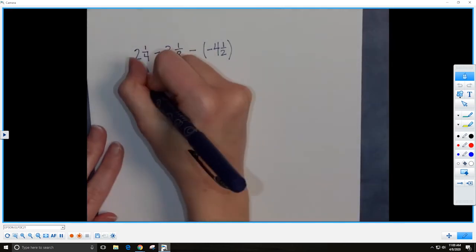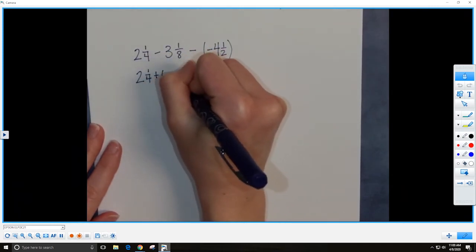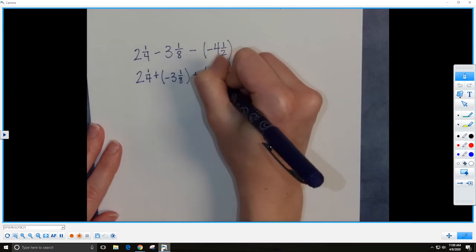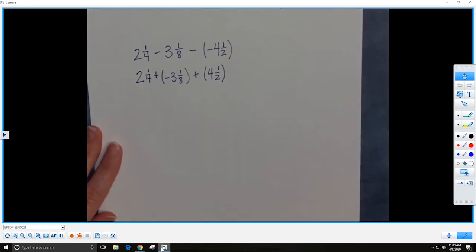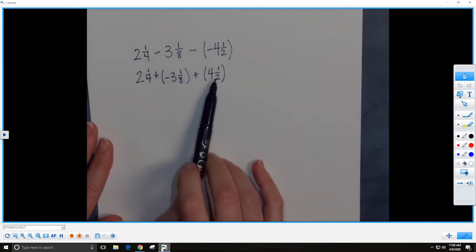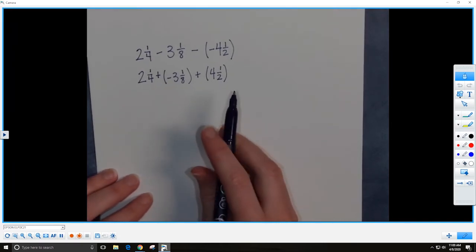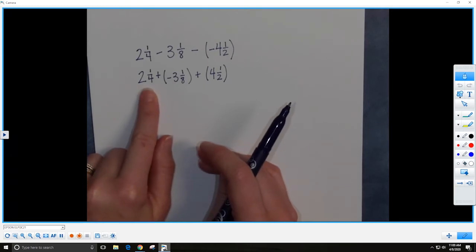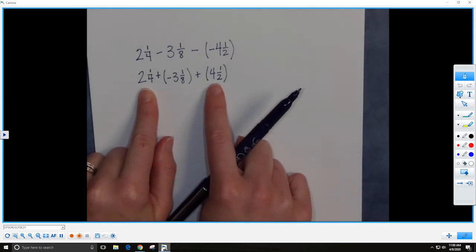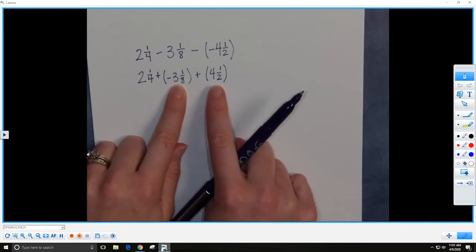If we add the opposites, this 4 and 1/2 becomes positive. If we use the properties of addition and we add the positive numbers 2 and 1/4 and 4 and 1/2 together, that gives us more than 6. Because that positive 6 is greater than the negative 3 and 1/8, the answer will be positive.